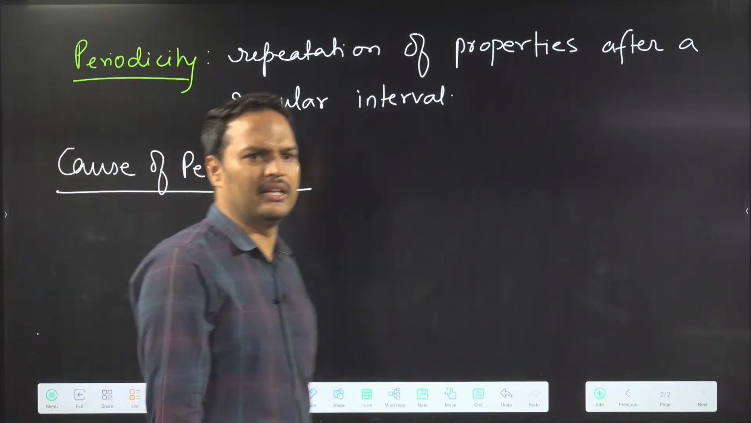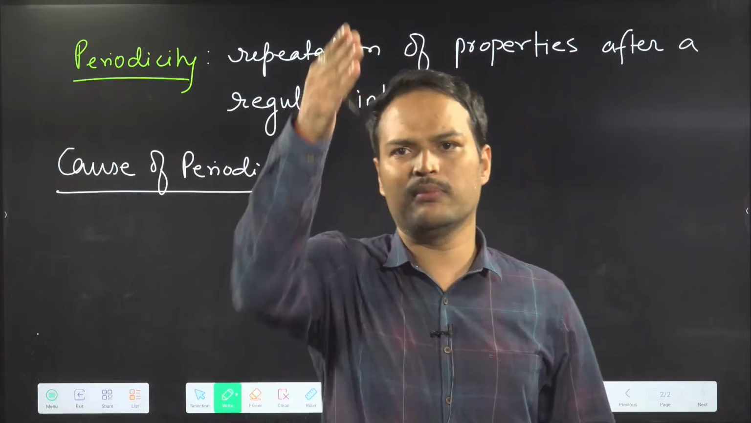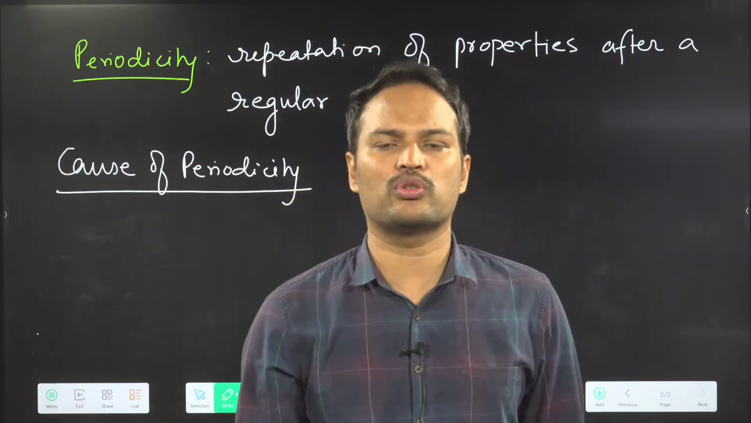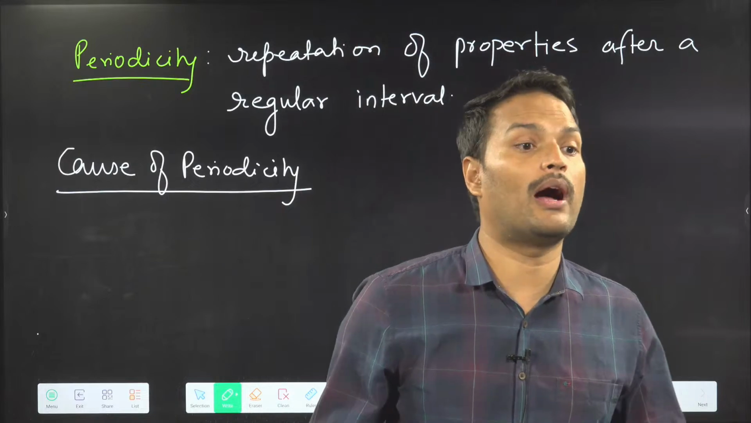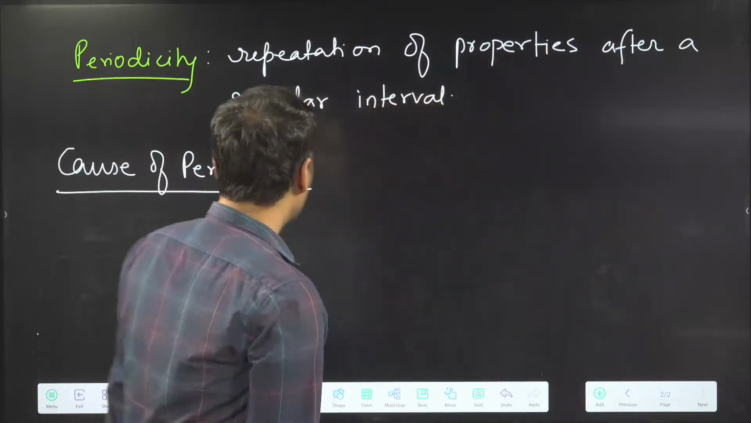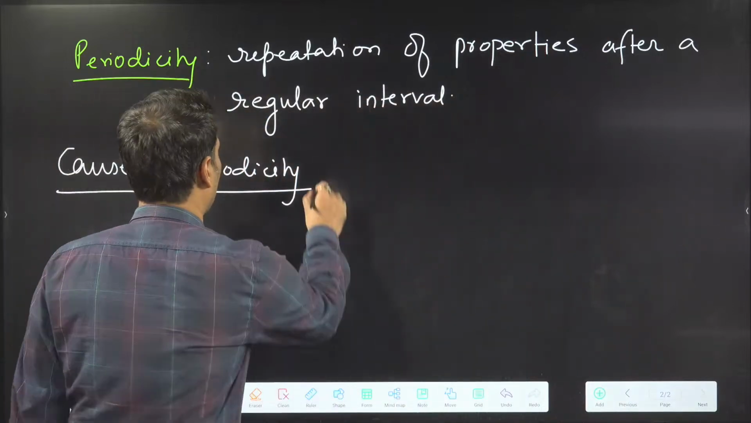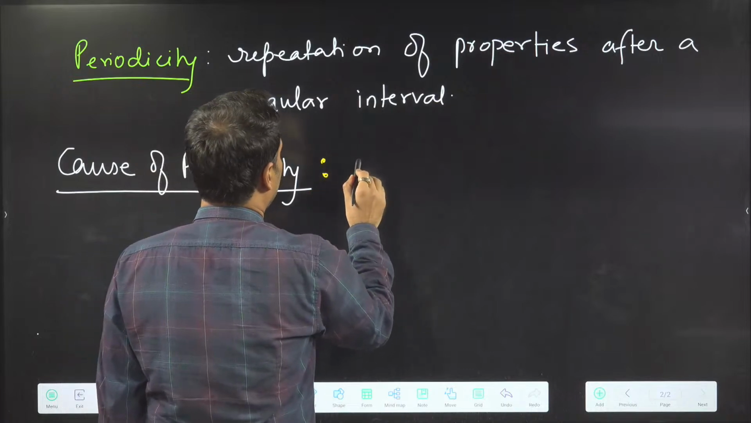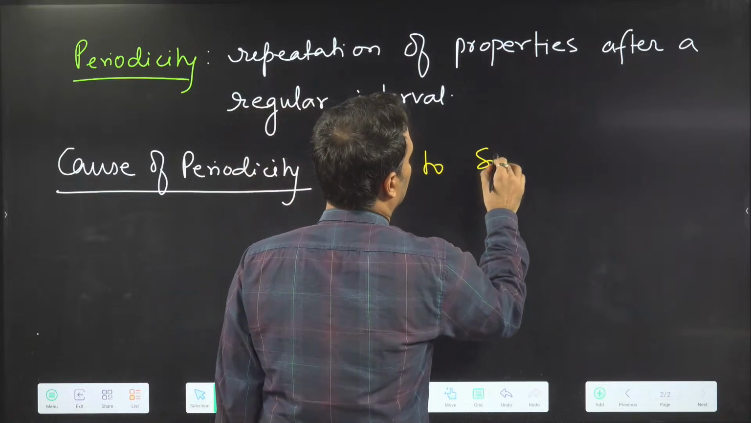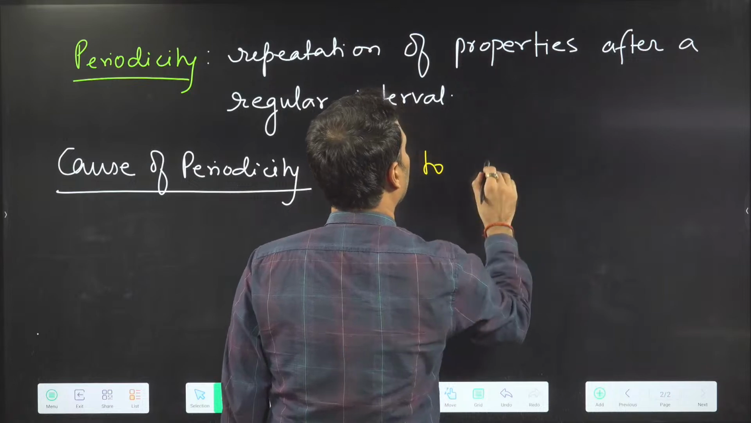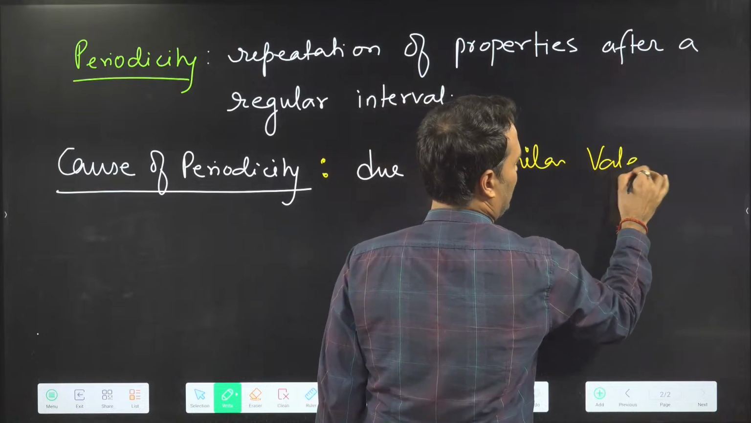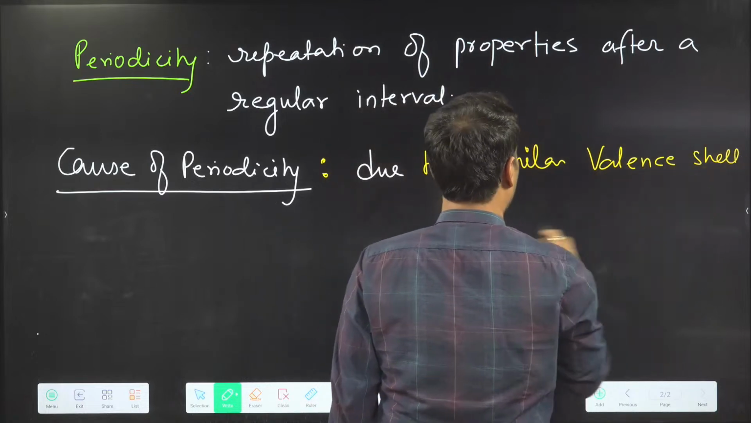So what is the cause of periodicity? Why do the elements have repetition in properties? Do you know? Lithium, sodium, potassium. Why are the properties similar? Barium, calcium, magnesium, strontium, barium. Why are the properties similar? The question arises, what is the cause of periodicity? So after this modern periodic table, he told this also. He said this is due to similar valence shell configuration.